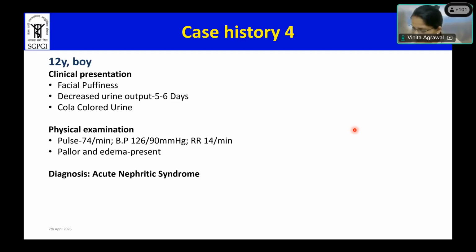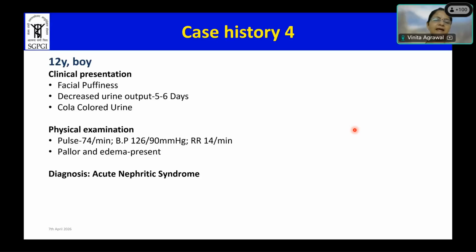Ruby, are you there? Yes, ma'am. Would you like to cover this? Yes, ma'am. A 12-year-old boy, clinical presentation: facial puffiness, decreased urine output for 5 to 6 days, and cola-colored urine. On physical examination, pulse rate was 74 per minute, BP was 126 over 90, and respiratory rate was 14 per minute. There was pallor and edema present. So this can be a nephritic syndrome. And for cola-colored urine and facial puffiness, we will think more in terms of glomerular nephritis, post-infectious glomerulonephritis.